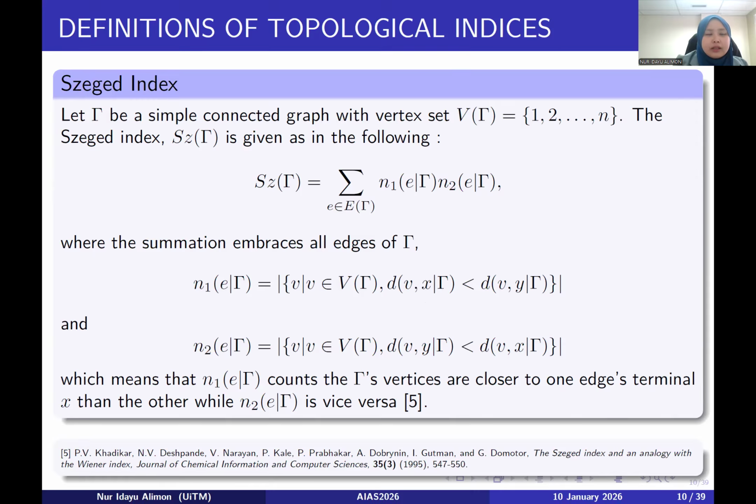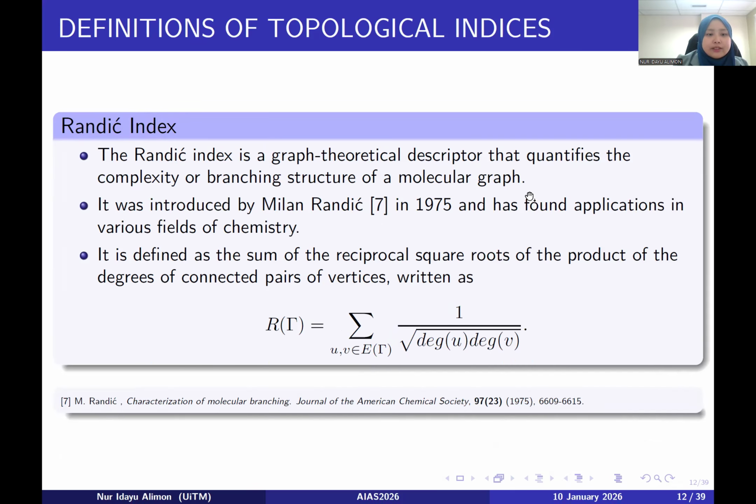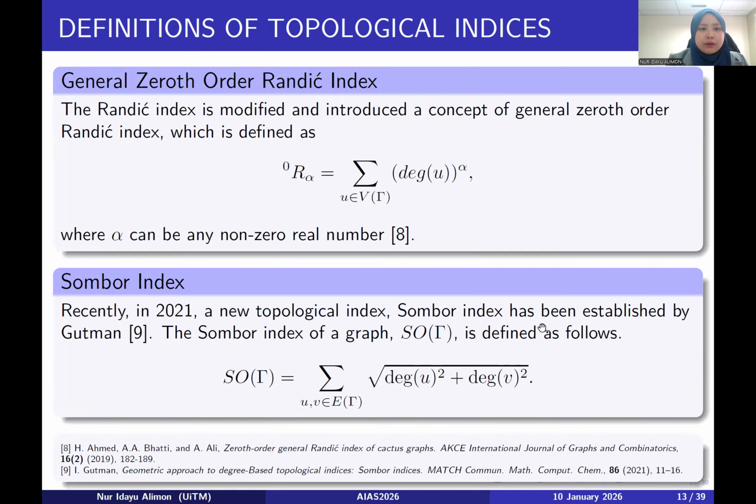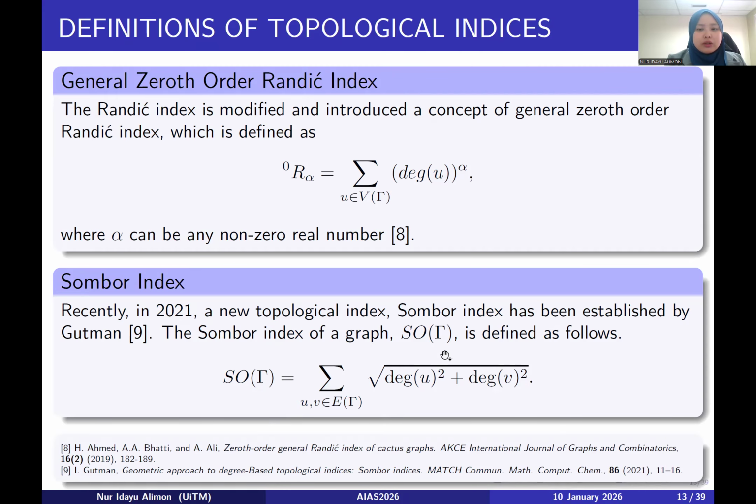And then we have the Harary index. The Harary index involves the reciprocal of the distance, where d(i,j) is equal to 1 over the distance of the vertices if i is not equal to j, and 0 if i is equal to j. All right, so next is the Randić index. It was introduced by Milan Randić in 1975. The formula is 1 over the square root of degree of u times degree of v. We also have the general zero-order Randić index, which involves the degree, and the Sombor index, which also involves the degree.